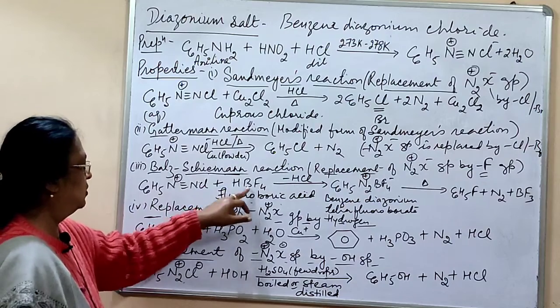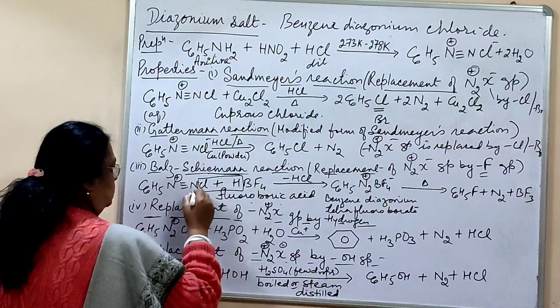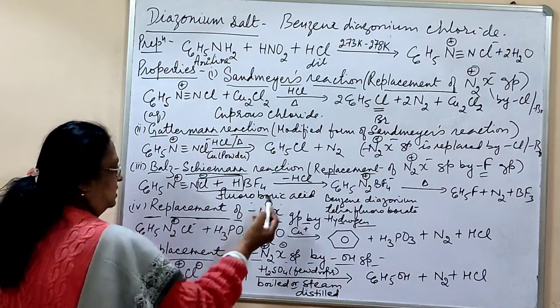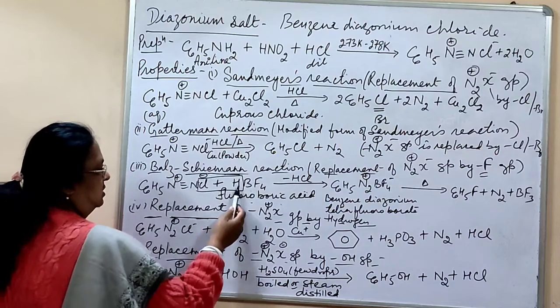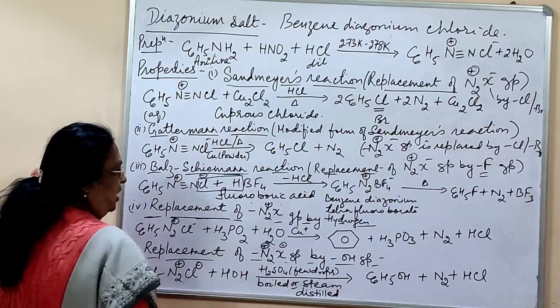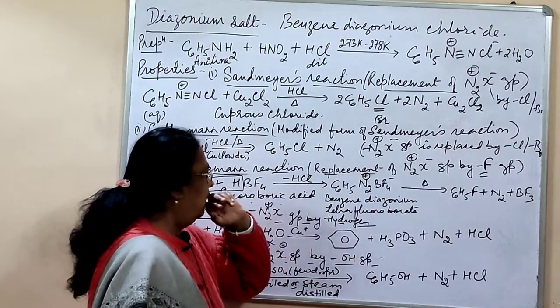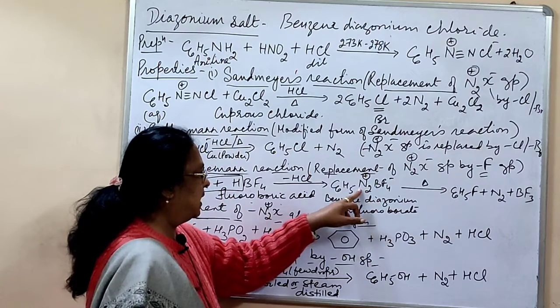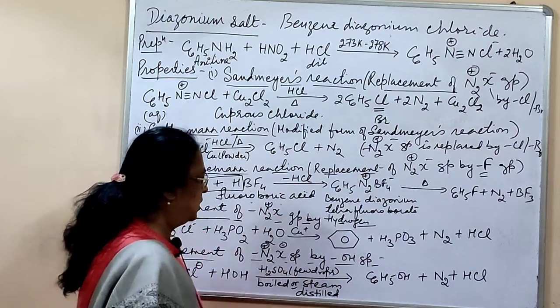Then this BF4, this HCl, H from here, Cl from here is out, HCl is out, and BF4 is attached here. When this is out, plus charge here is out, so one negative charge will be developed. This is called benzene diazonium: nitrogen, two nitrogens, so diazo, positive charge, so azonium.